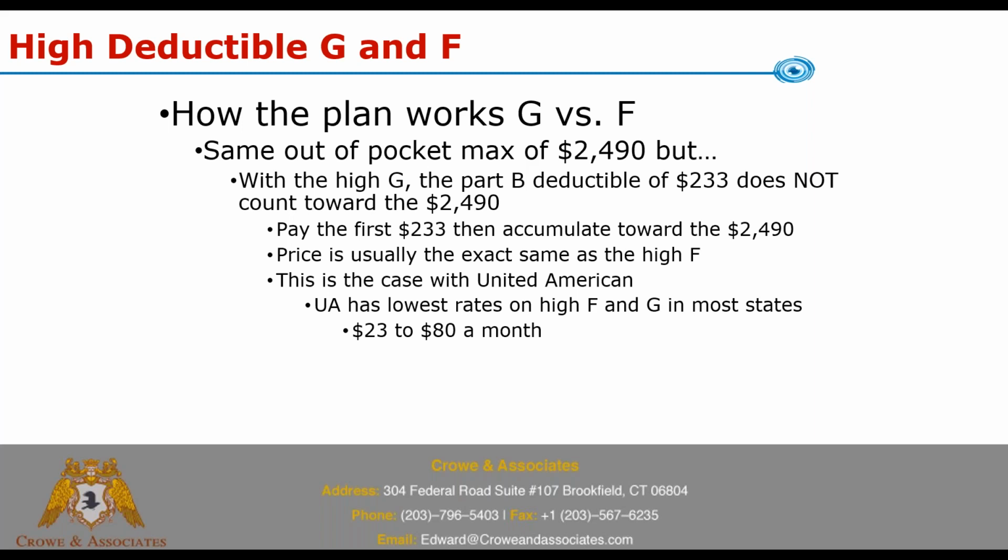And the rates will range on high F and G from as low as $23 a month in underwritten states to as much as $80 a month in just the most expensive places. For example, here in Connecticut, it's $50. Some parts of New York, it's $60. It depends on where you are. But you go down to North Carolina and it's $23 a month. So, but regardless, when it comes to competitiveness on high G and high F, United American is almost always the lowest cost plan in any given state.